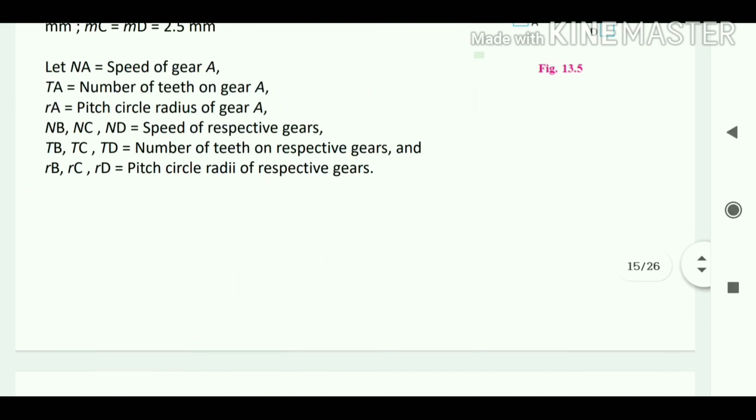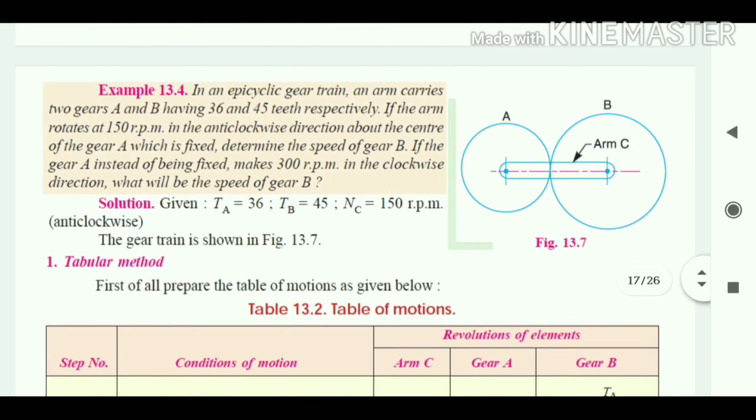So we'll see the problem of the epicyclic gear train directly in the next video.